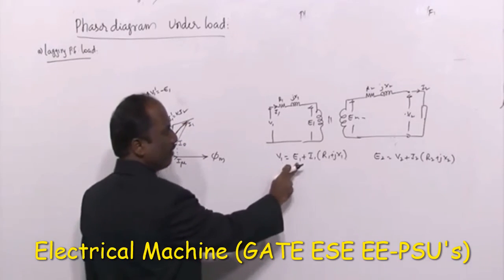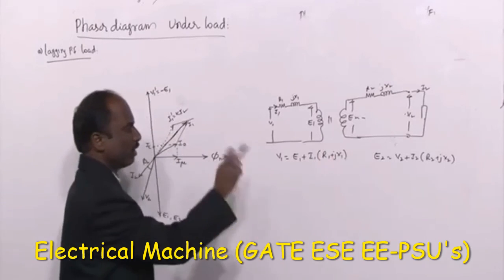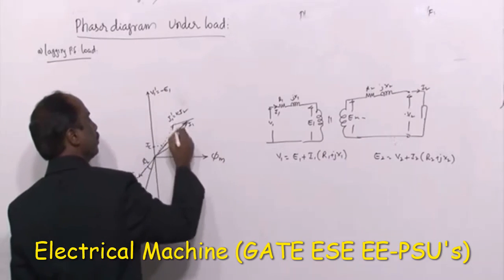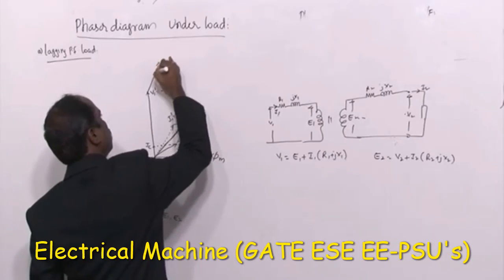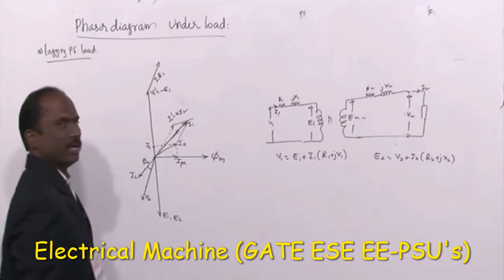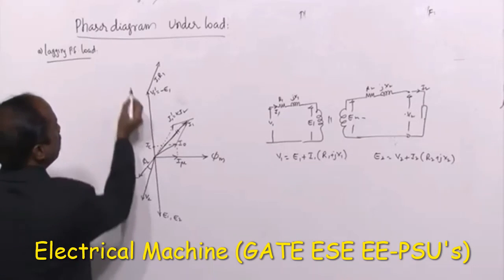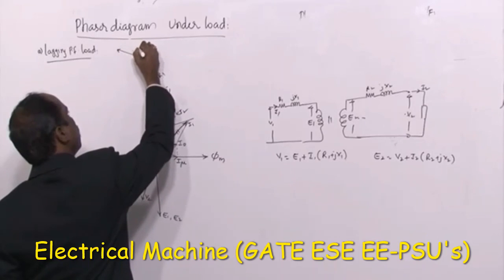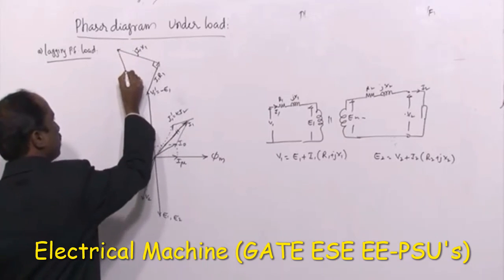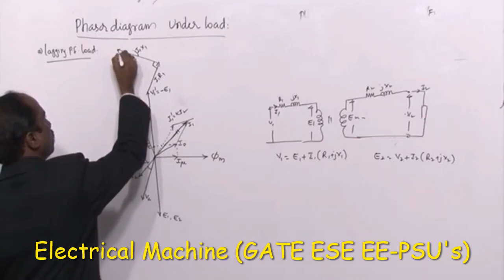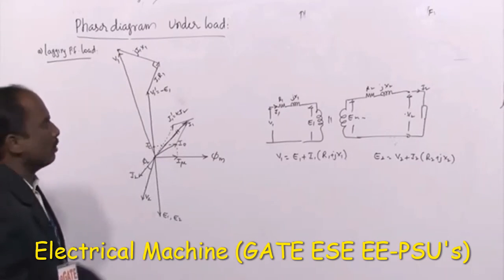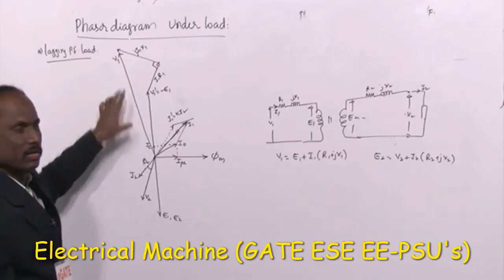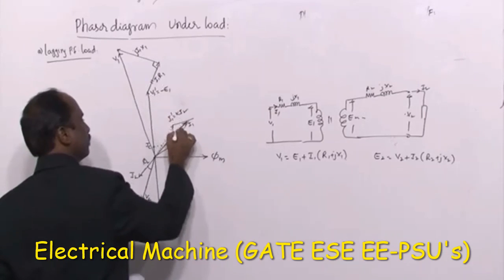So to this E1, if we add I1 R1 plus I1 jX1, we are going to get V1. This is E1, which we are taking in the negative direction. In parallel to this I1, there is a drop because of the resistance of the primary winding, and j I1 X1. What does j mean? j means it is a 90 degree vector. So this is j I1 X1, and this resultant is V1. So V1 is equal to E1 plus I1 R1 plus j I1 X1. The I1 R1 drop is parallel to I1.